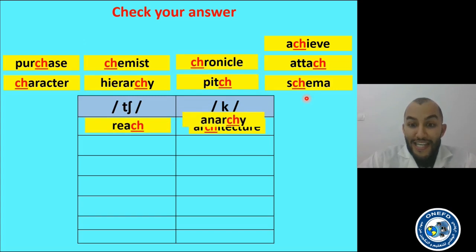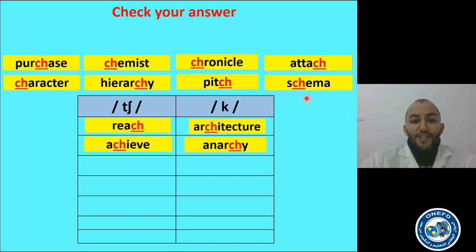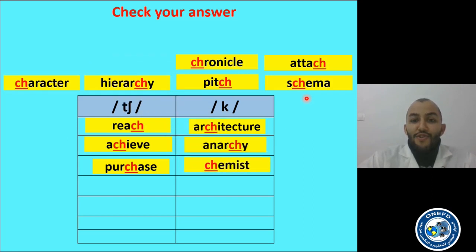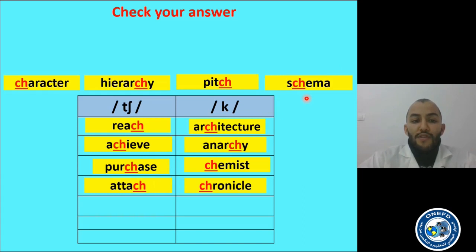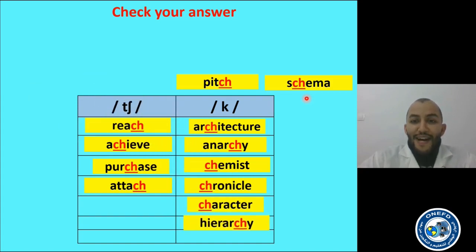Third one, anarchy. The fourth one, achieve. Ch. Next, purchase. Ch. Next one, chemists. Yeah, the K sound. Chronicle. Still K sound. Attach. Ch sound. Character. K. Hierarchy. Now, pitch. And schema.